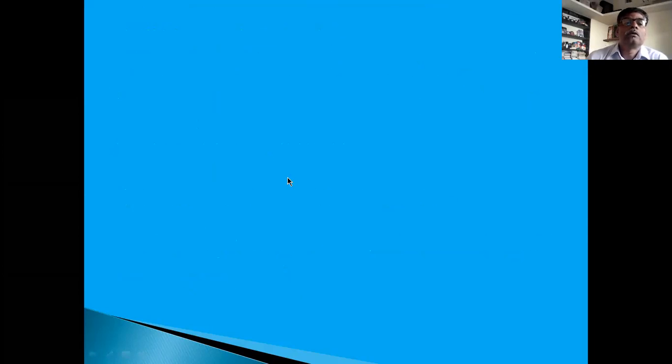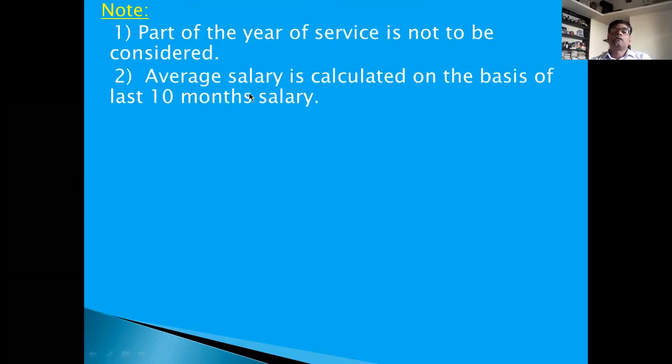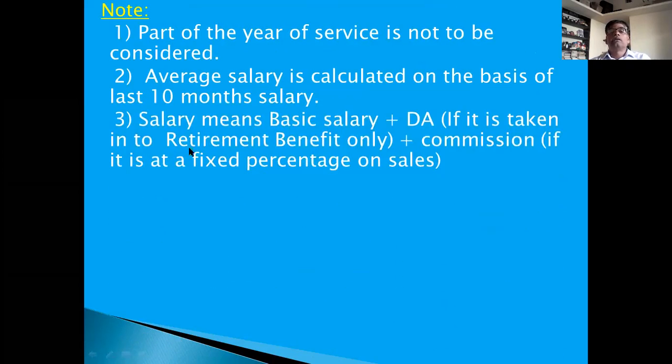Remember this, and you have to consider the following points. Part of a year of service is not to be considered. Second, average salary is calculated on the basis of the last 10 months. And third is salary plus dearness allowance. Dearness allowance is to be taken only if it is eligible for retirement benefit. In the previous case, eligible or not eligible was not considered, but here only the eligible amount of DA is to be taken. This is the point you remember.